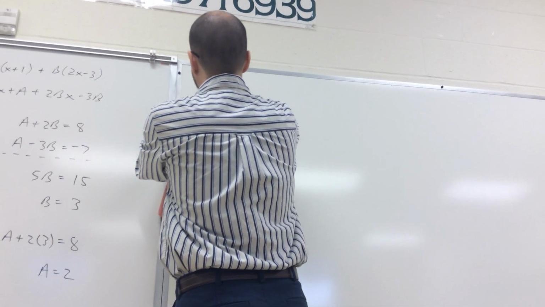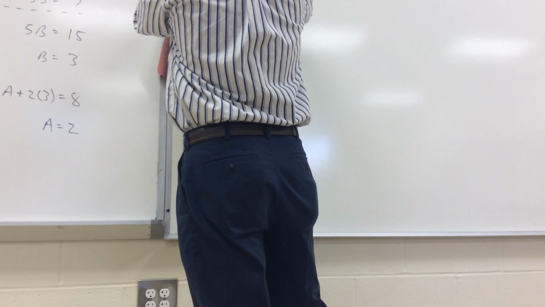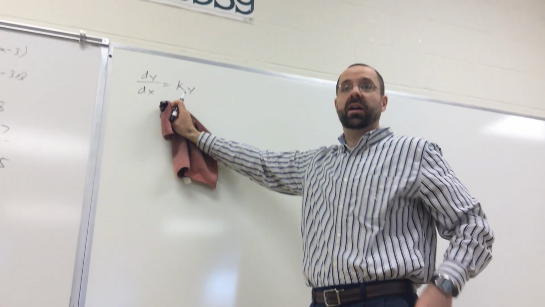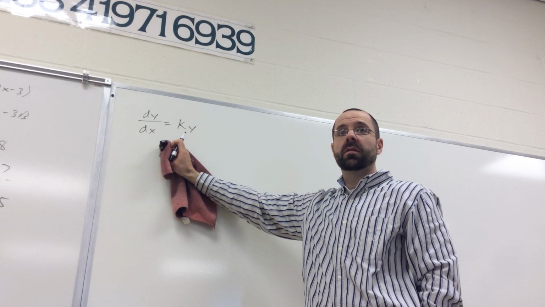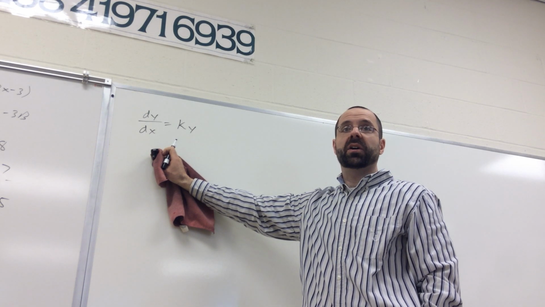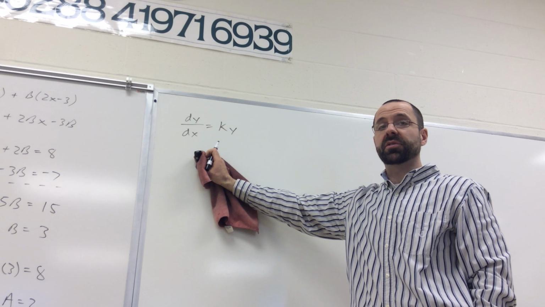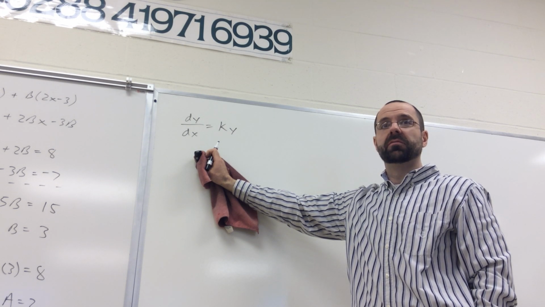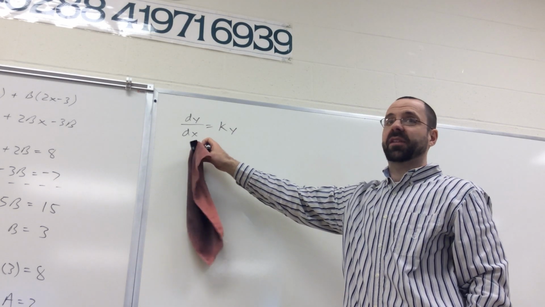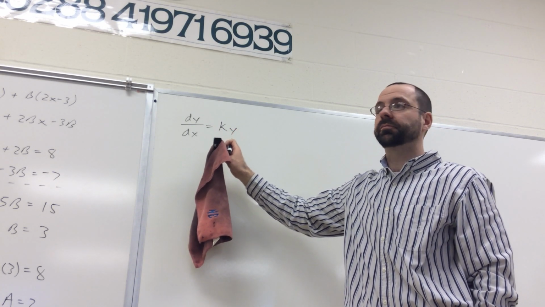So we've seen this differential equation a lot. dy/dx equals ky. And the fancy way to say that is the slope is proportional to the y value. So this is the mathematical symbol way to say it, but if you wrote it out in a sentence, you could say the slope is proportional to the y value.